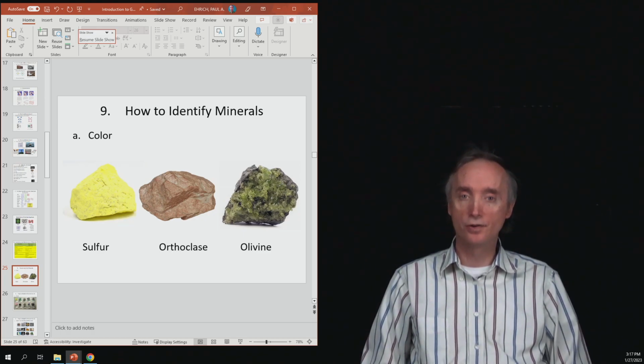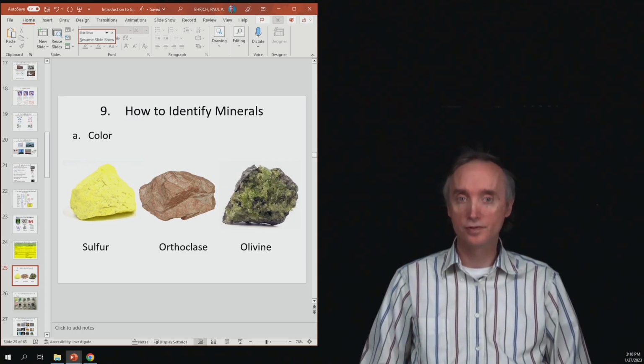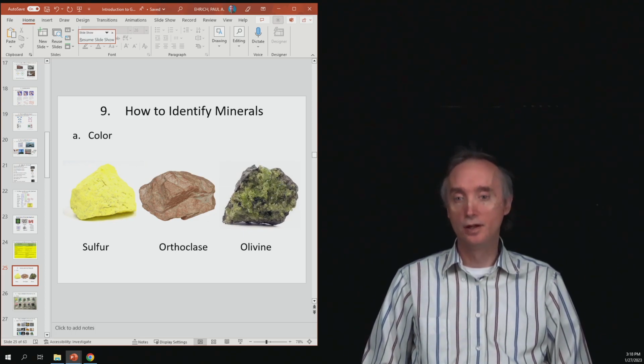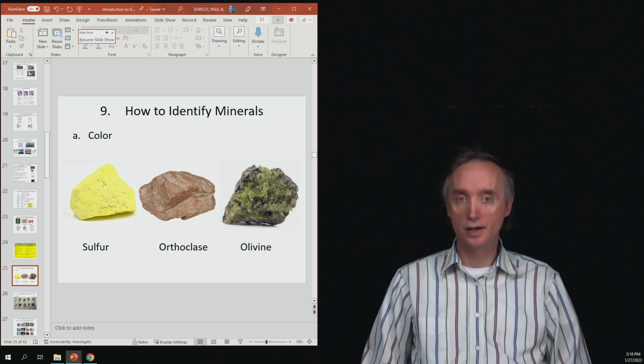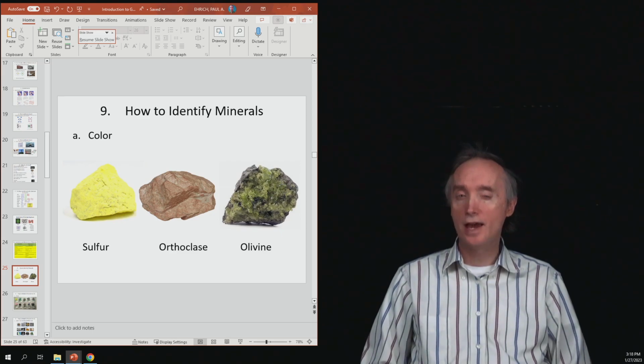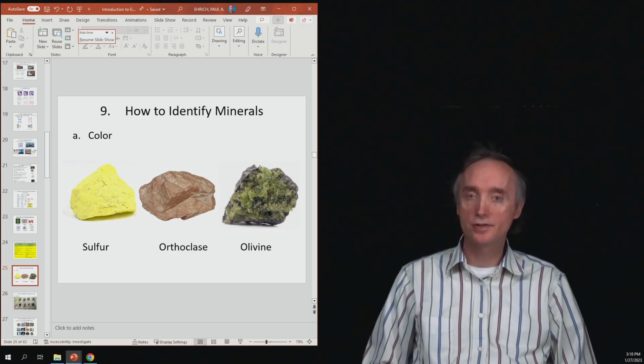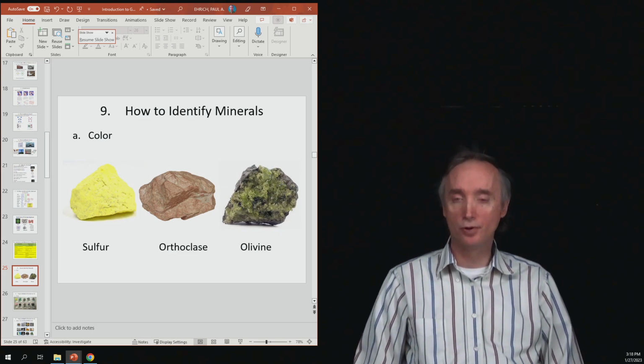Another one is called orthoclase feldspar, and it has a pinkish color. And then olivine is green, just like an olive. Olivine is a mineral that is in the mantle of the earth, and it has a greenish color to it. But you have to be kind of careful about this because, let's say, for example, we're talking about quartz.